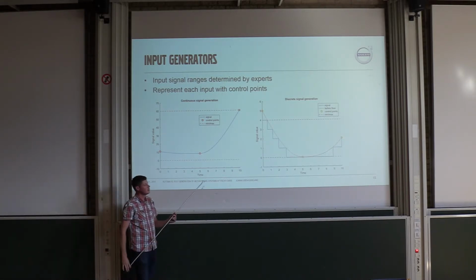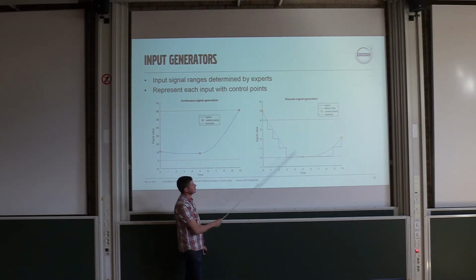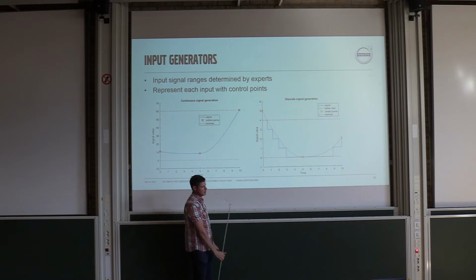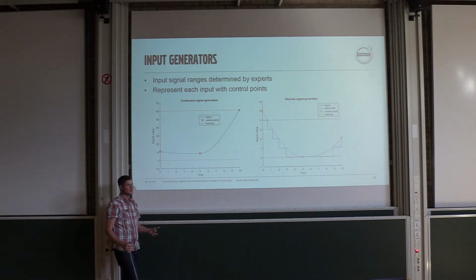And it also works in a similar way for discrete signal generation. So with just 3 points, we can interpolate between them. And then after we have generated this interpolated signal, we can just floor it so that we get a final signal value that is discrete. So if we have some discrete valued signal, it works as well.